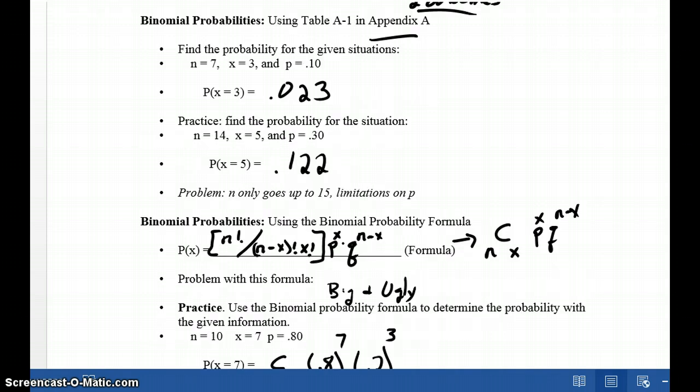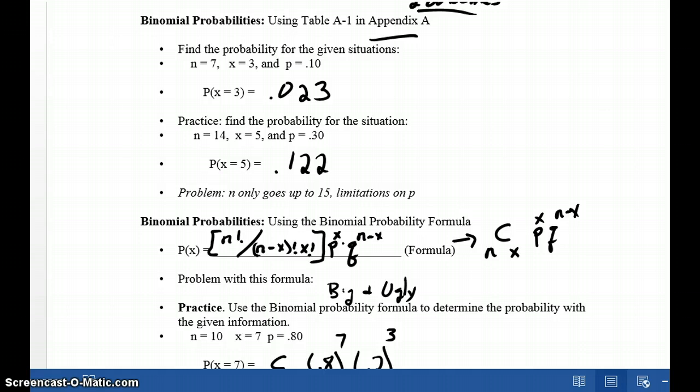Now there are different ways to figure out the value of a binomial probability. The first is using a table in the back of your book in Appendix A. So take a moment, open your book, look at Appendix A, Table A1 in the back of your book, and just stop the video for a moment until you find that.